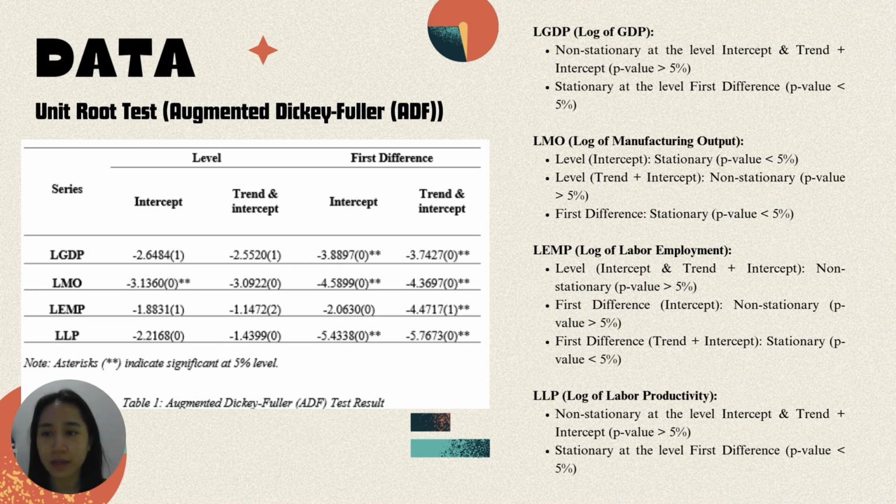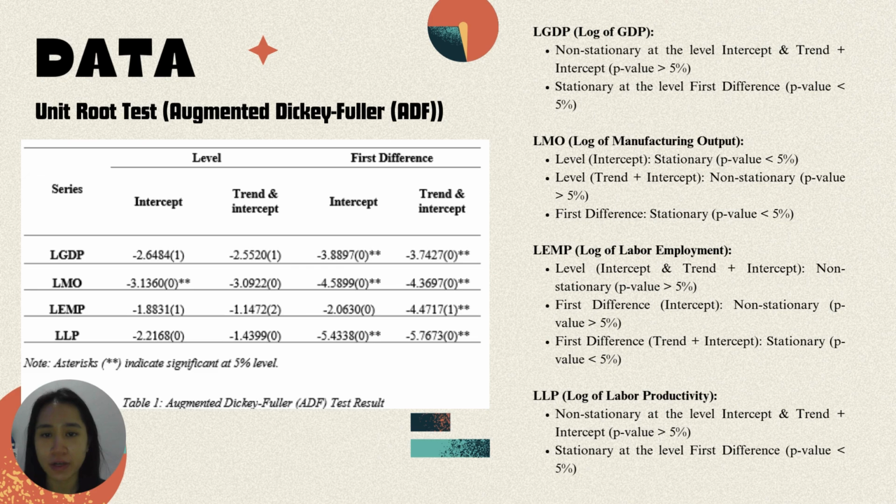Now I will be presenting the data of the unit root test, Augmented Dickey-Fuller, ADF. We can see that the log of GDP series and the log of labor productivity series are both non-stationary at the level, intercept and trend and intercept, where the p-value is bigger than the 5% significance level, and then they are stationary at the first difference, where both intercept and trend and intercept p-values are smaller than the 5% significance level.